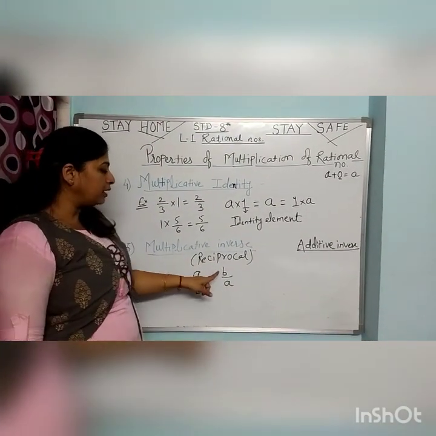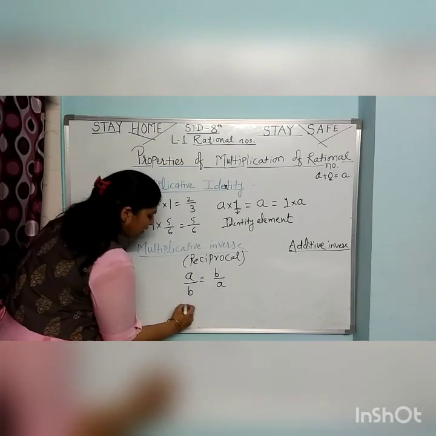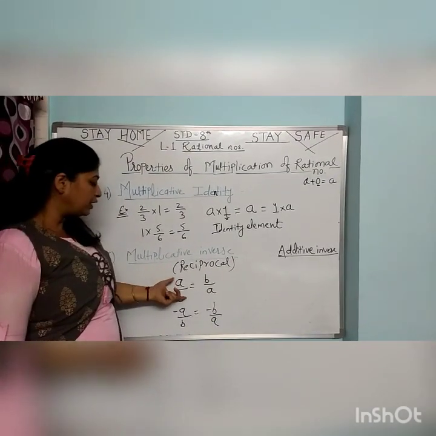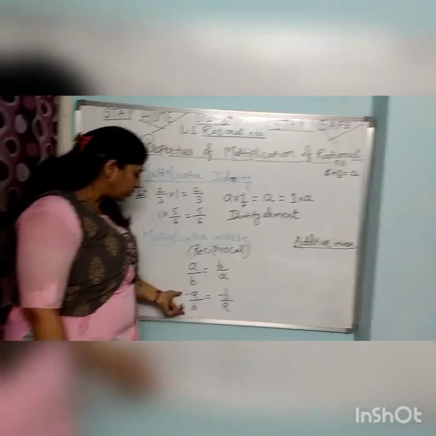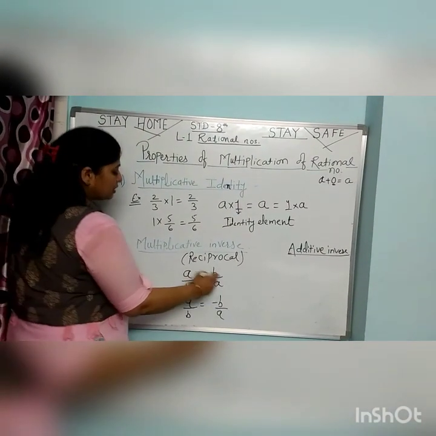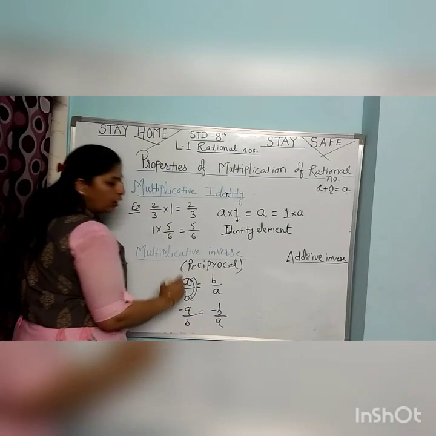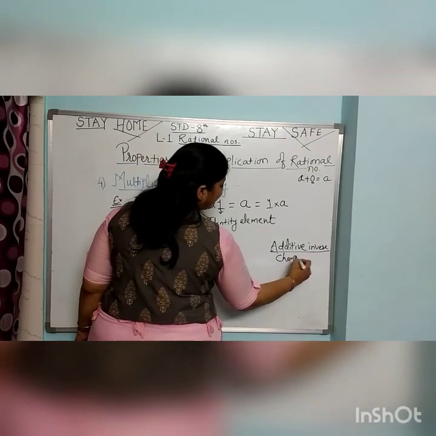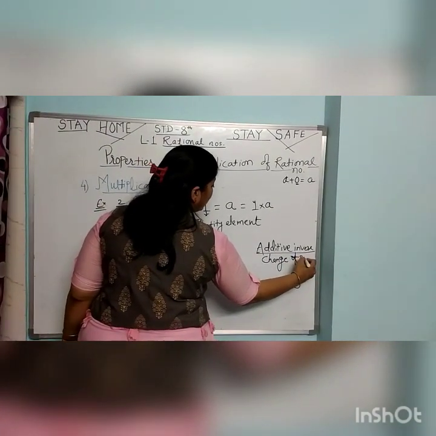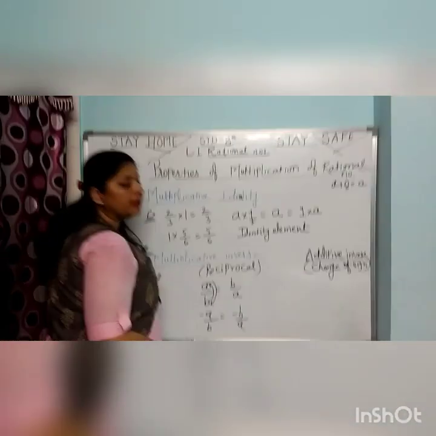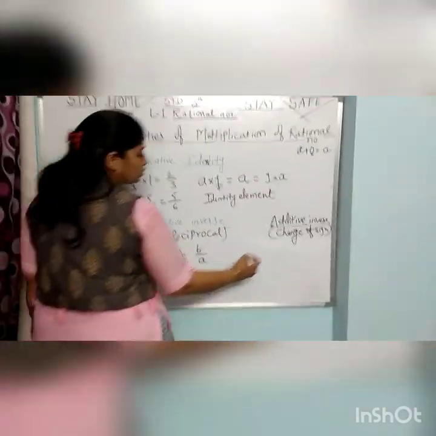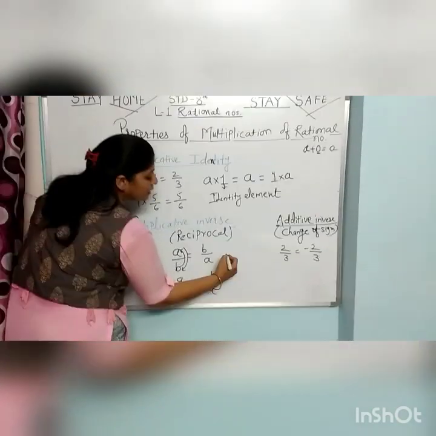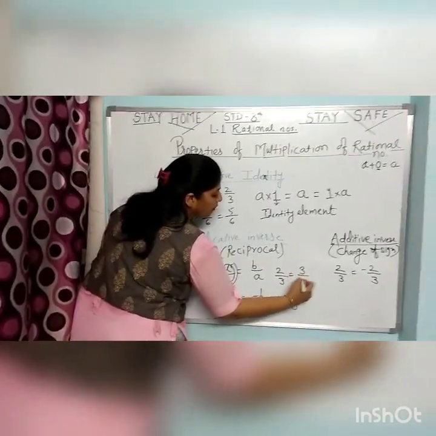So it is called the multiplicative inverse. If it is minus A upon B, then it will be minus B upon A. It means a positive rational number remains positive, and a negative rational number remains negative. Only the numerator and denominator change places. Whereas in the additive inverse, there is a change of sign, not a change of numerator and denominator. The number remains as it is. Suppose it is 2 upon 3, then it will be minus 2 upon 3. But in the multiplicative inverse, this 2 upon 3 will become 3 upon 2.